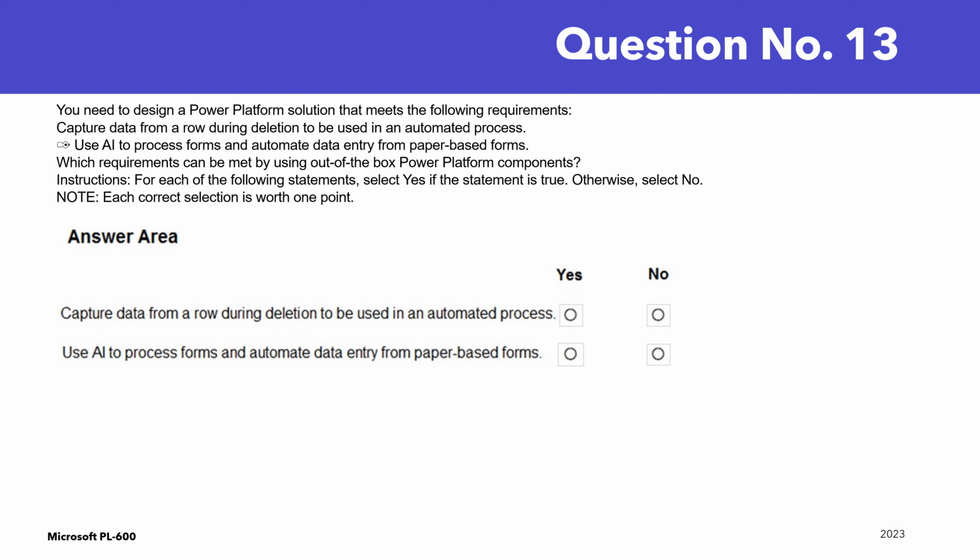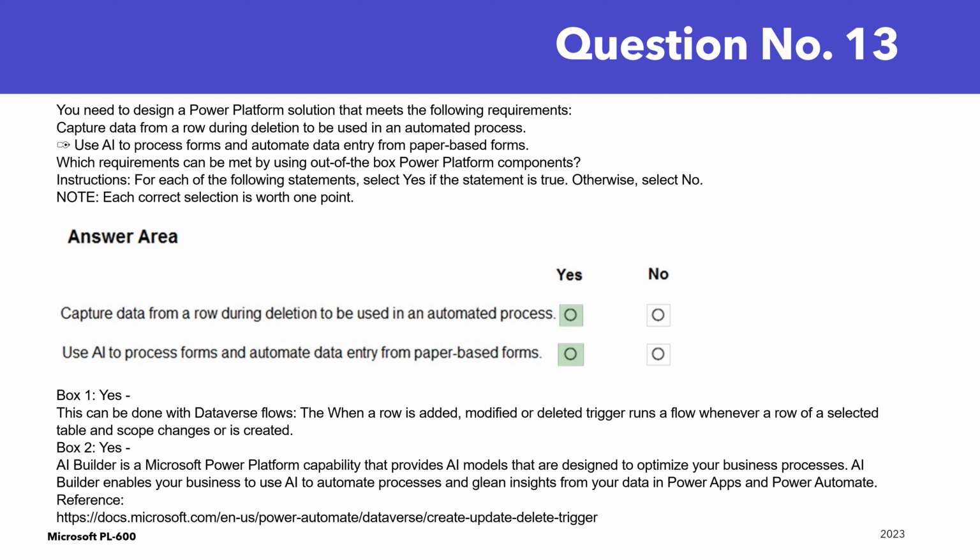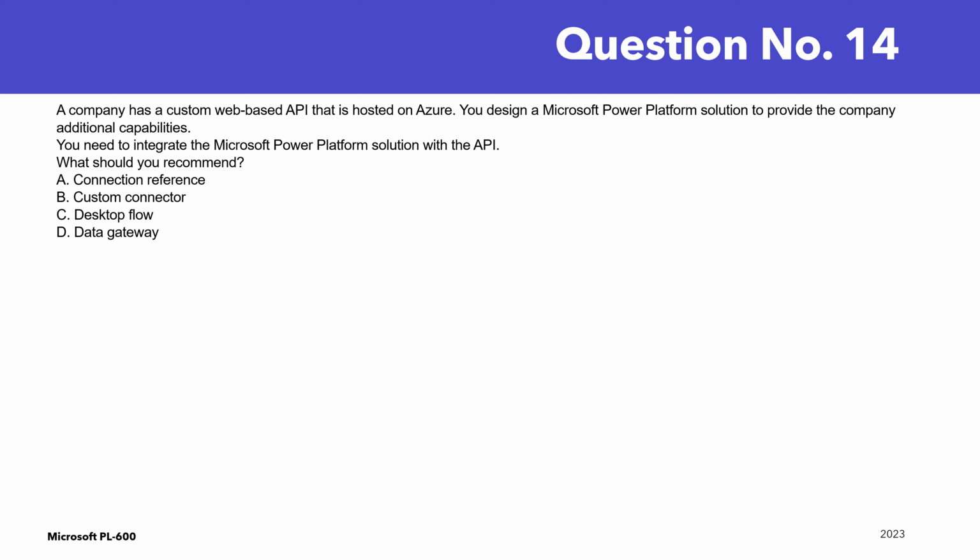Instructions. For each of the following statements, select yes if the statement is true. Otherwise, select no. Note: each correct selection is worth 1 point. Capture data from a row during deletion to be used in an automated process. Yes. Use AI to process forms and automate data entry from paper-based forms. Yes.